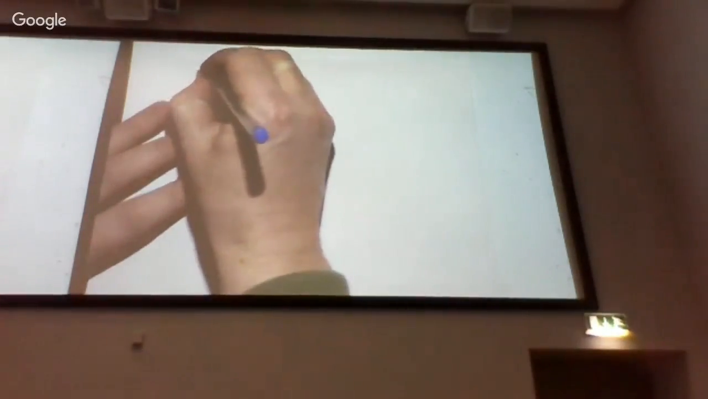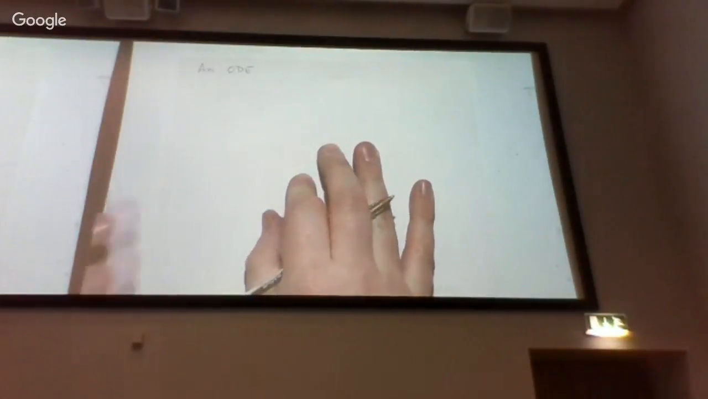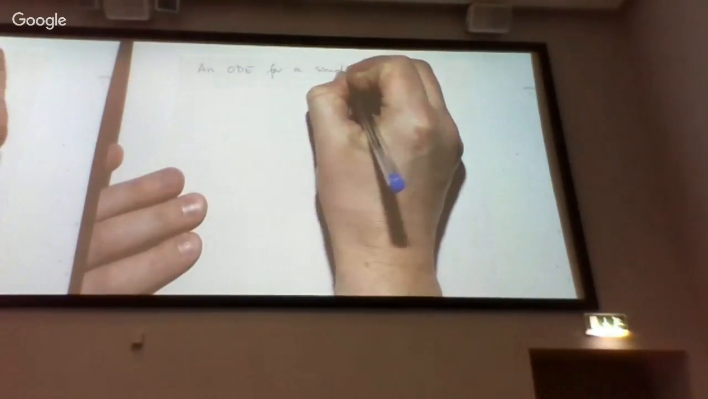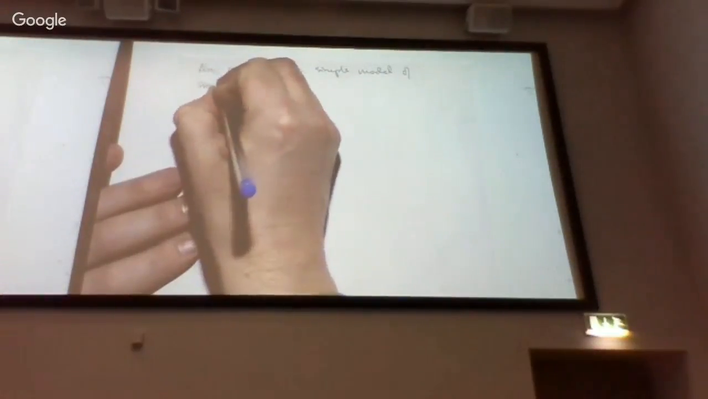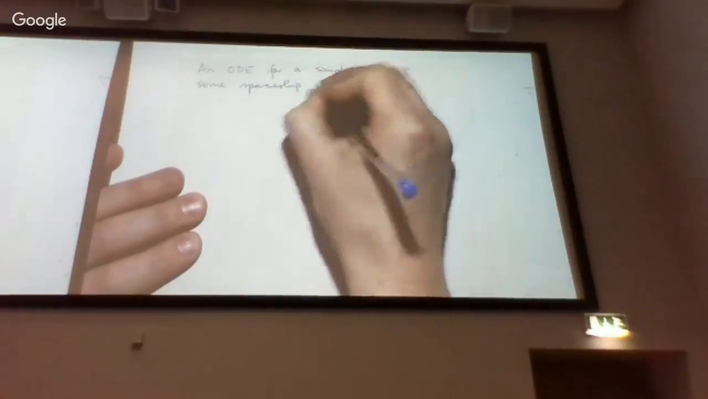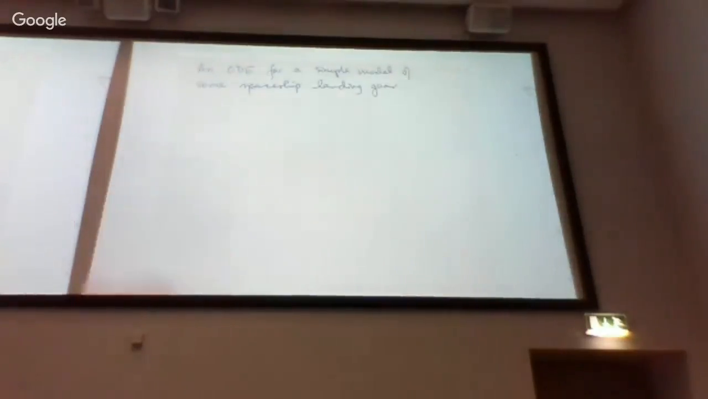This concerns this ODE that we're going to look at. This is an ODE for a simple model of, say, some spaceship landing gear. Well, spaceship, a bit of a grand term, but some landing gear.